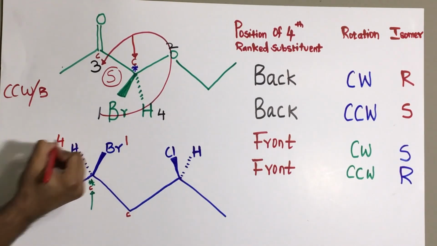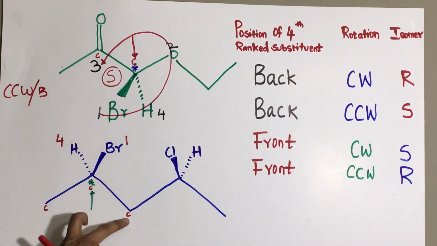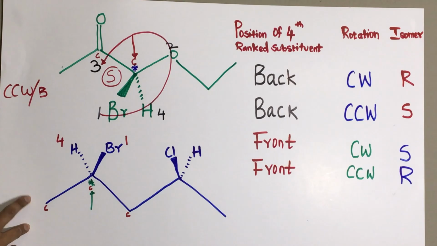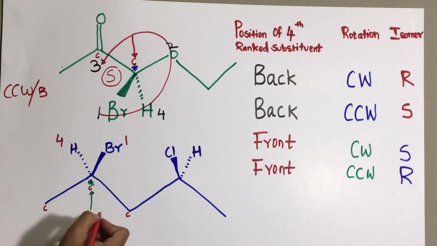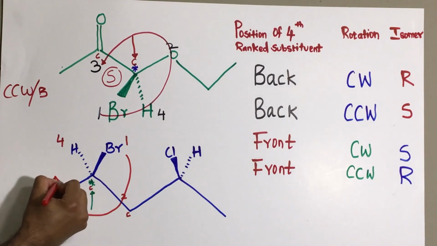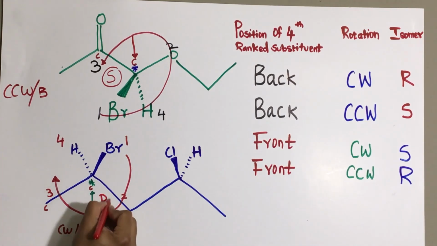Hydrogen's obviously 4. Which of these two do you think would take the second spot? Well, the first point of contact is not the tiebreaker here because they're both C's, but this C is attached to 2 hydrogens, and it's also attached to this entire network, whereas this is only attached to 3 hydrogens. Because this is also attached to this extended group, which is why I call it a network. This is 2 and that's 3. Now again, we connect 1, 2, 3, that's clockwise and the hydrogen is in the back. So clockwise and back is R. So this chiral carbon is R.